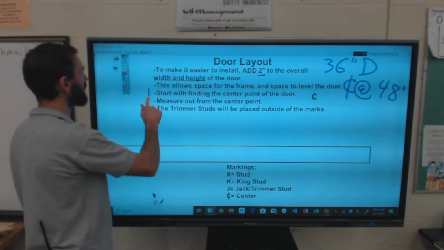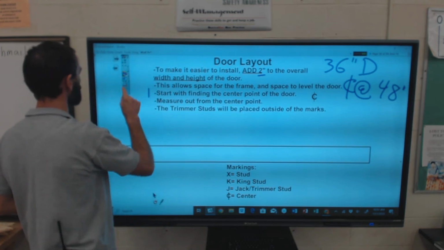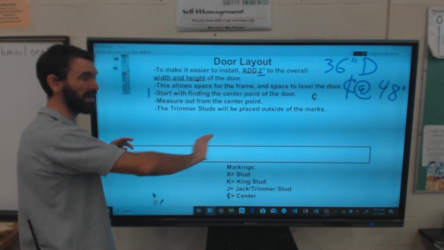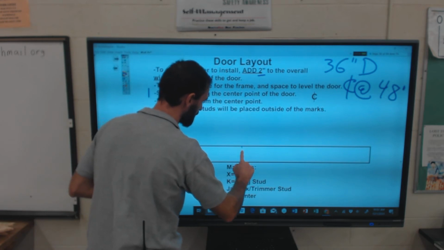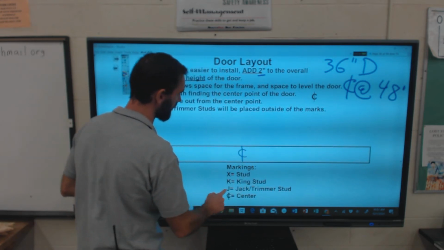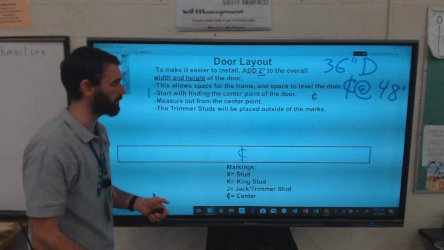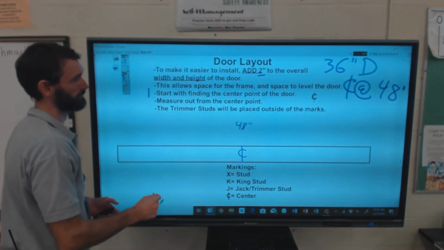Okay, here's our step number 1. Start with finding the center point of the door. So I'm going to measure out. I would take my tape. Imagine this is your bottom plate here. I'll take my tape and I'm going to put a mark and a center here. Can you see my markings? The C with the line through it, that's my center mark. And that's over at 48 inches. Okay?